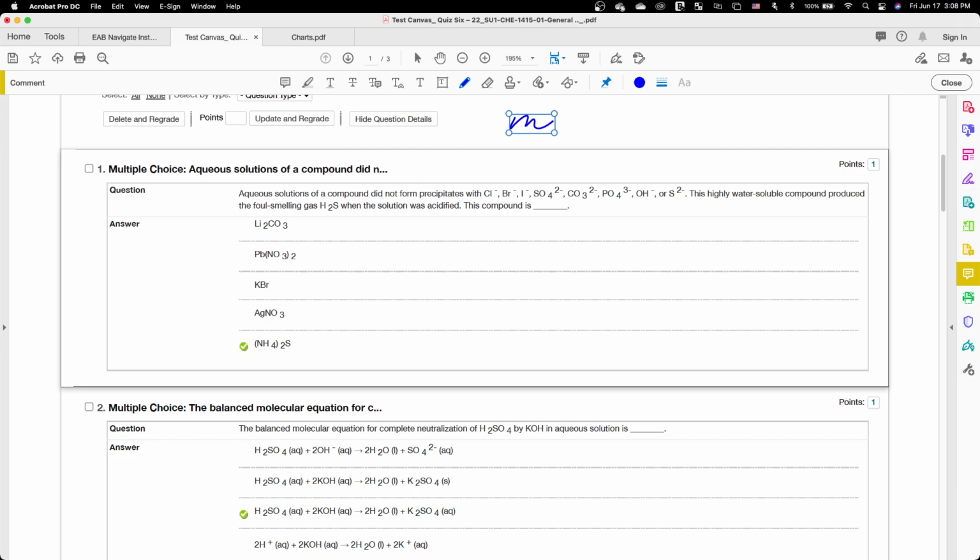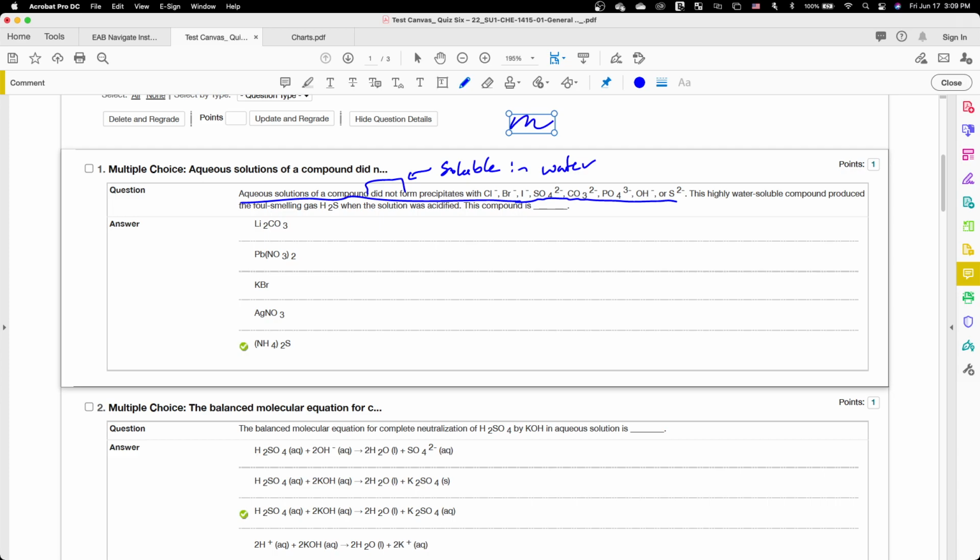Anyway, the first question says that an aqueous solution of a compound did not form precipitates with bromide, chloride, iodide, sulfate, carbonate, phosphate, hydroxide, or sulfide, right? So what that means is that when you see it did not form precipitates, it was soluble in water. Okay? And then this highly water-soluble compound produced a foul-smelling H2S gas when it was acidified. What is the name of this compound?